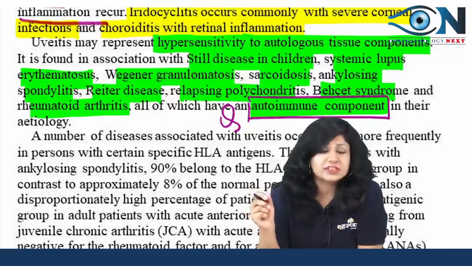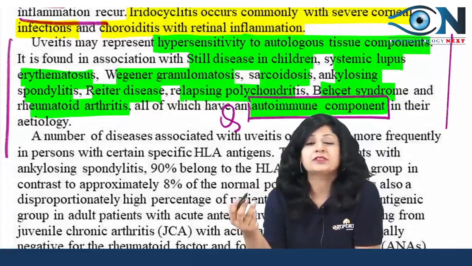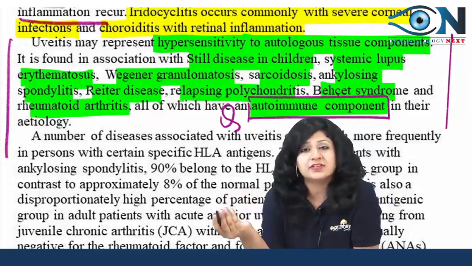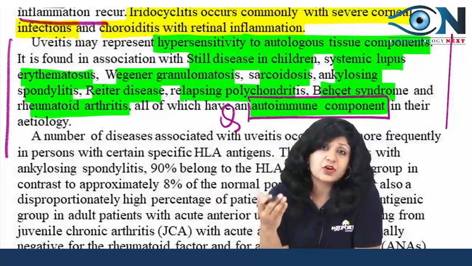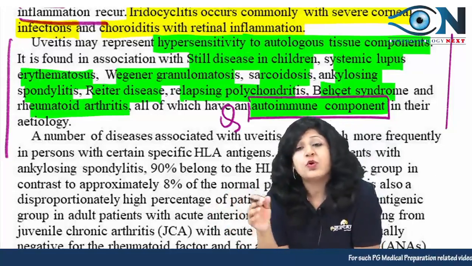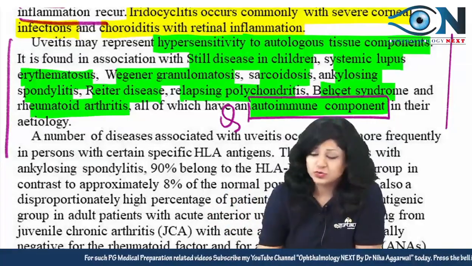A number of diseases are there, and you can clearly see all these are a possibility. So if a person is having uveitis along with the features of SLE, go with that. If the person is having uveitis along with the features of Still's disease, go with that. So all these diseases are known causes which can lead to uveitis.